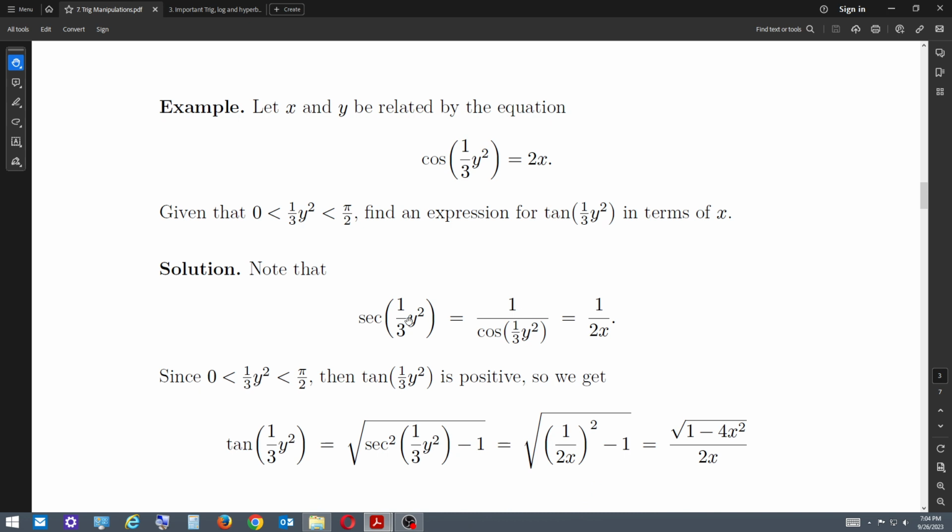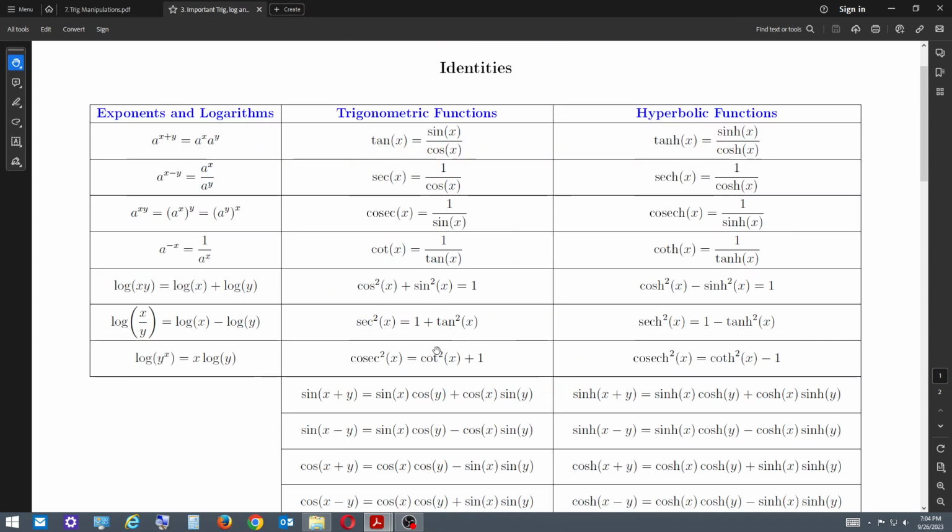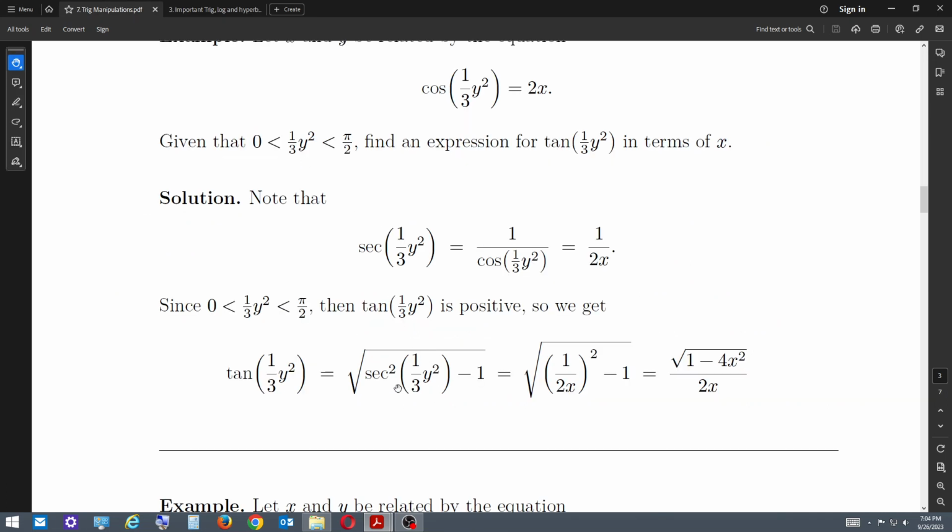So secant of the angle is just 1 over cosine of that angle, so 1 over 2x. And given that the angle is in the first quadrant, then tan has to be positive, so we can use this identity here, make tan the subject of the formula, so we'll get tan of x is the positive square root of secant squared x minus 1. So we have the positive square root of secant squared of the angle minus 1. Now we know secant of the angle is 1 over 2x, so secant squared is going to be 1 over 2x squared.